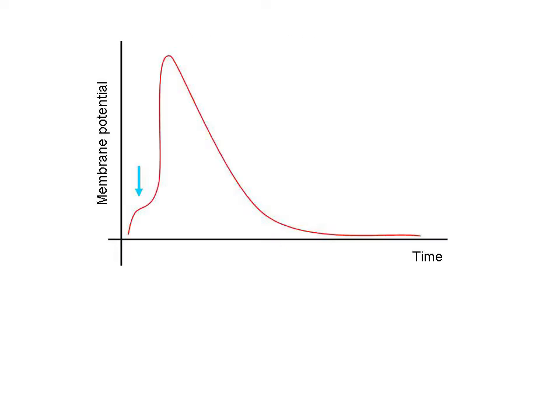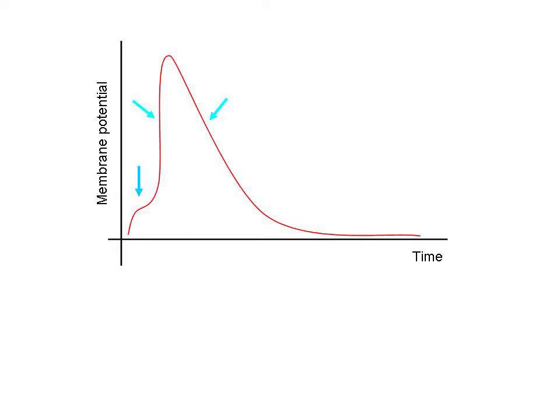When we look at the postsynaptic membrane potential during a synaptic transmission, we see that first there is a little depolarization in the postsynaptic membrane, which then leads to a fast depolarization phase, which is called the action potential, and then this depolarization turns into a repolarization, and the membrane potential goes back to its resting values.